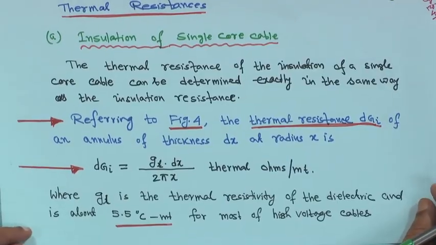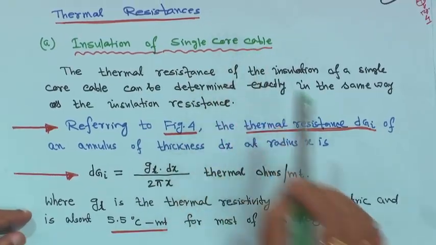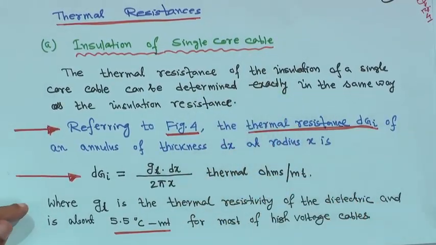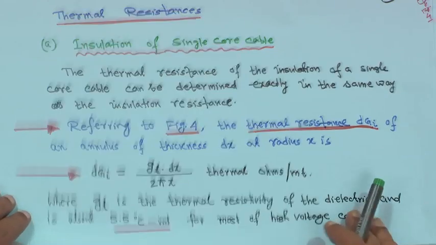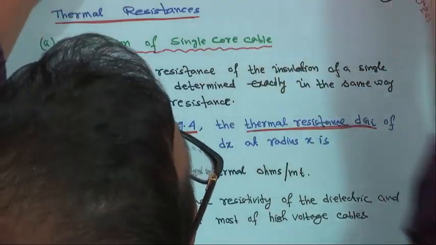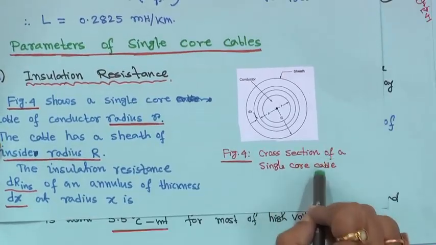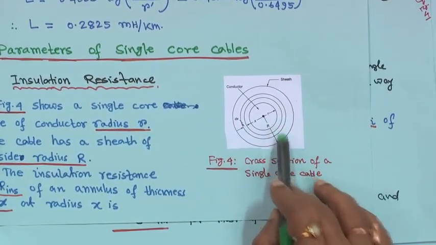Okay. So, next we will come to the thermal resistances. First, consider the insulation of a single core cable. The thermal resistance of the insulation of a single core cable can be determined exactly in the same way as the insulation resistance. Referring to figure 4, the cross section of a single core cable, I will show you the figure.